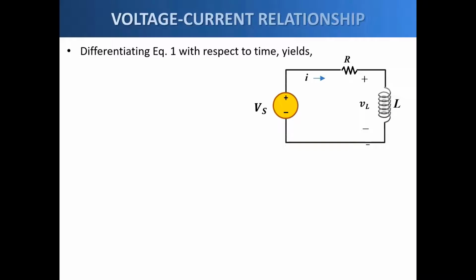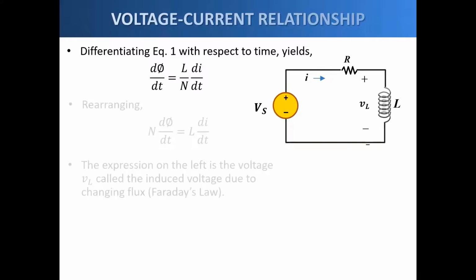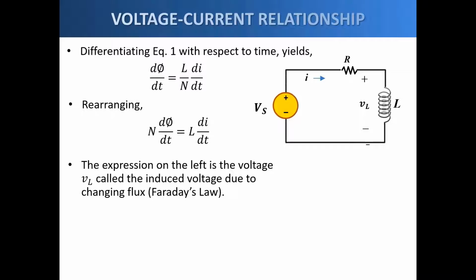Let us try to differentiate equation 1. That will give us this equation. And let's do some rearrangements. We will notice that this expression on the left gives us the voltage across the inductor. We call that voltage an induced voltage, taken from Faraday's law.